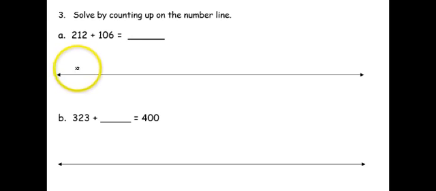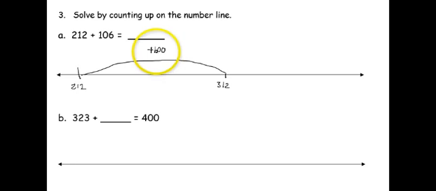So for example, for this first problem, I'm going to start at 212. I have to add 106. I could start by making a hop of 6, or I could start by making a hop of 100. Either way is fine. I'm going to start with 100. So if I'm at 212 and I do a big hop of 100, that lands me at 312. The key here is that we want to write down how big each hop is and where each hop lands, so we can keep track of how much we've added and where we are on the number line.